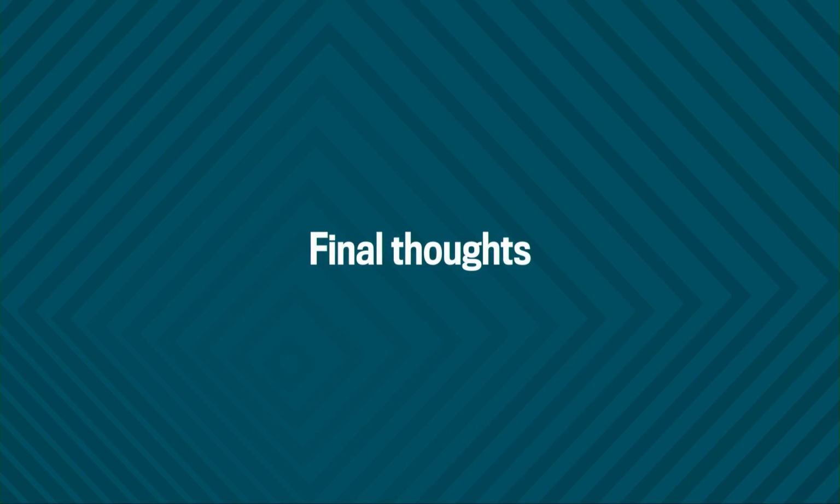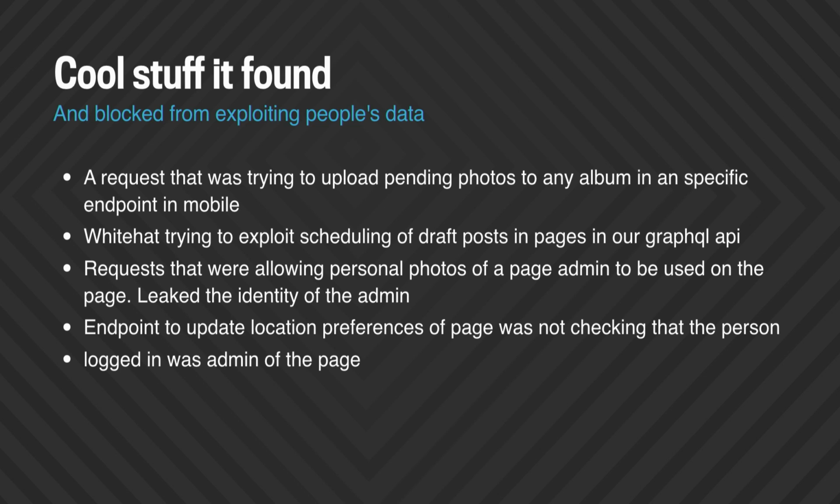So some final thoughts. This is the cool part: some vulnerabilities that we found with the invariant detector and blocked from happening. There was a request that was trying to upload pending photos to any album on Facebook in any specific endpoint in mobile, and we were able to block that. We actually blocked a white hat trying to exploit an endpoint that was scheduling draft posts in pages using our GraphQL API. There were some requests that were allowing personal photos of a page admin to be used on the page, and that ended up leaking the identity of the admin. So we were able to patch that up really quickly before anyone actually got hit by this.